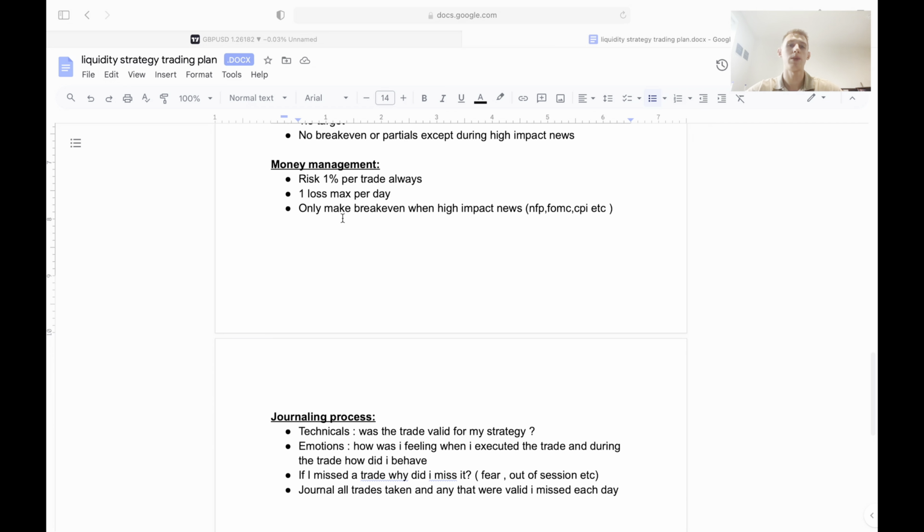As for the money management side of things, which is arguably more important, what we're going to do is simply risk 1% per trade always. And this is regardless of whether you are on a winning streak, on a losing streak, regardless of how you feel about the trade, whether you think it's a good setup or a bad setup, we always want to be risking the same amount per trade. Obviously, like I said, you can adjust this to your risk tolerance as well.